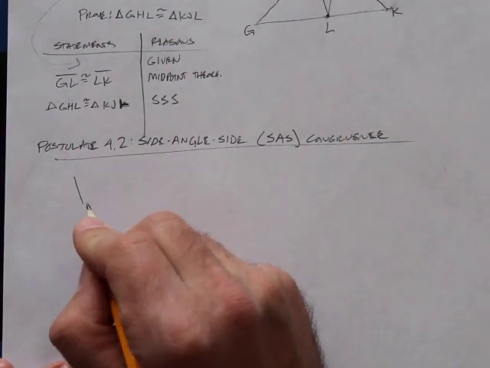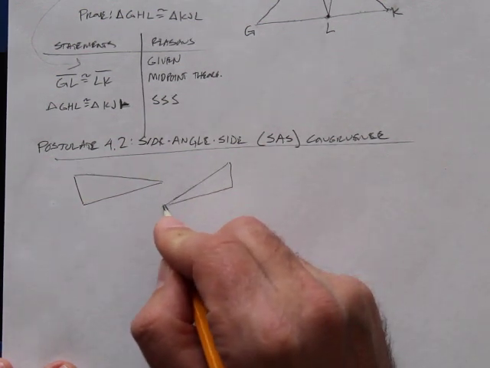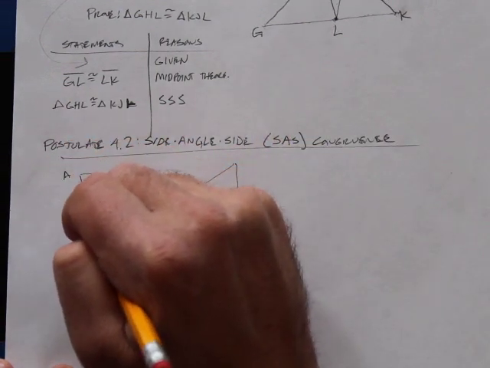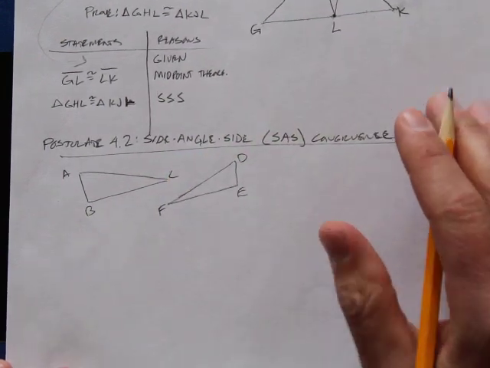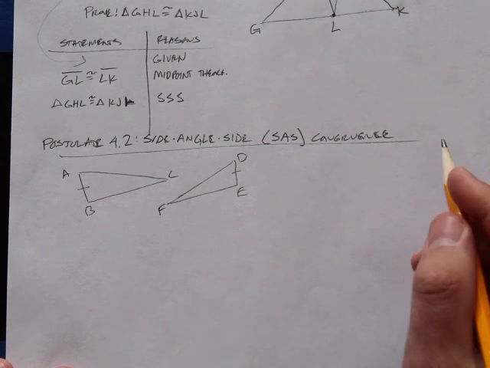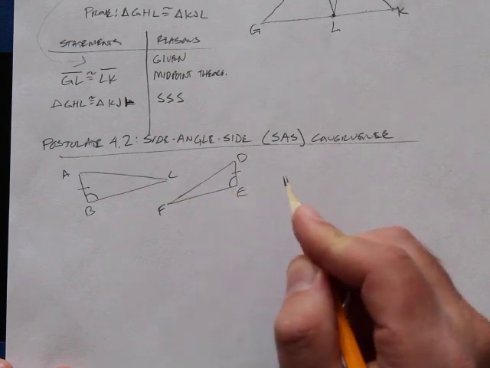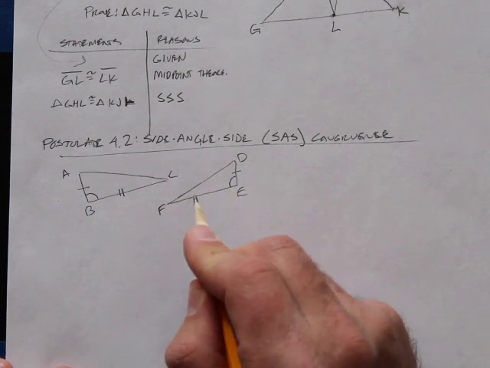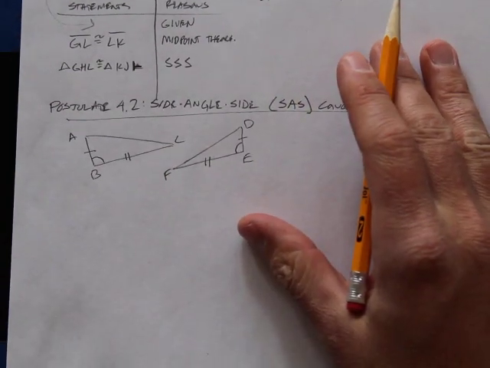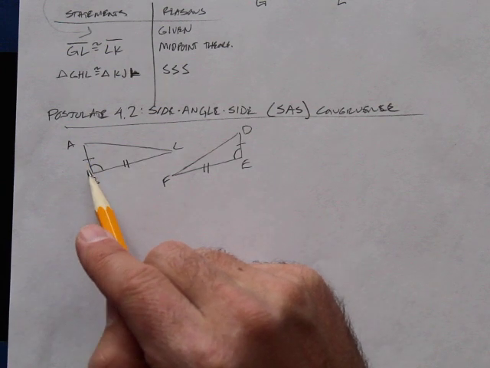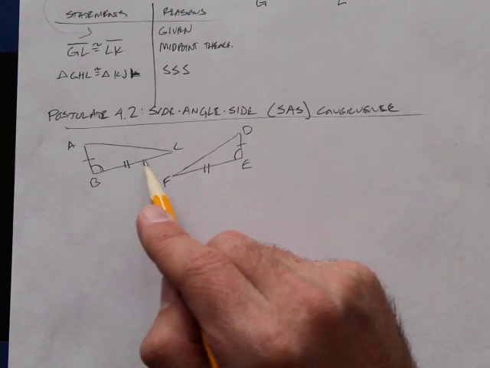So let's draw two triangles. Triangle ABC and triangle DEF. I'm going to have AB congruent to DE, and angle B congruent to angle E, and BC congruent to EF. And what we're doing here, notice how I have a side and an angle and a side. Side, angle, side.